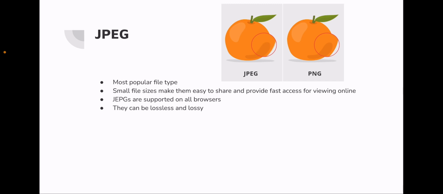So JPEG is the most popular file type. The small file sizes make them easy to share and provide fast access for viewing online. And JPEGs are supported on all browsers, which is one of the reasons why they're really popular. The file type can be both lossless and lossy. So as you can see in the graphic there, JPEGs, though they are very popular, can be a bit grainy. So when you zoom in, the image quality might not be the best.